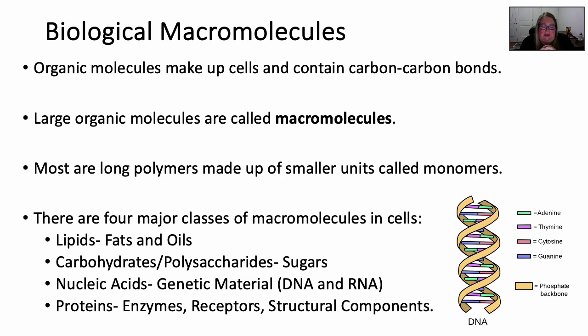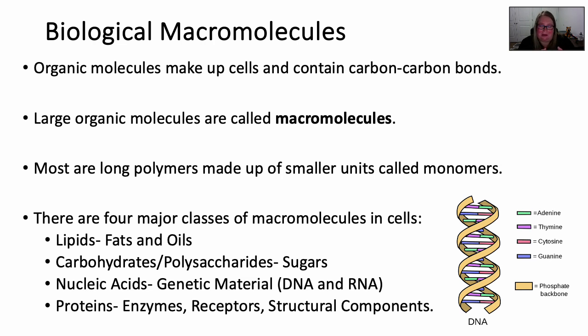So when we talk about the different classes of macromolecules, we have four that are found in living things. We have lipids, which we refer to more as fats and oils. We have carbohydrates or sugars. We're going to talk about some polysaccharides. We have nucleic acids. This is our genetic material. These are things like DNA and RNA. These are the nucleic acids. And then we have proteins.